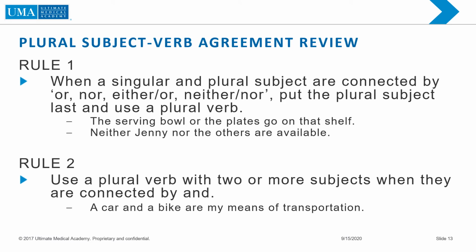All right, now we're going to move on to plural subject-verb agreement review. Rule 1, when a singular and plural subject are connected by or, nor, either or, neither nor, put the plural subject last and use a plural verb. Okay? The serving bowl or the plates go on that shelf. Neither Jenny nor the others are available. Rule 2. Use the plural verb with 2 or more subjects when they are connected by and. A car and bike are my means of transportation.